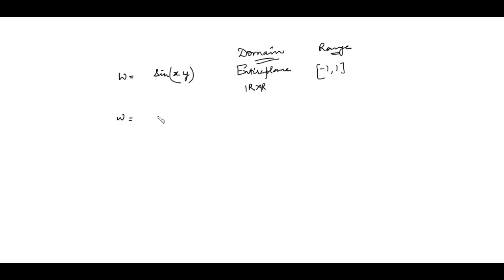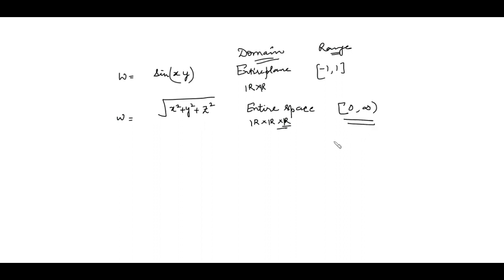Now just see one more example. Suppose the function is defined as the square root of x square plus y square plus z square. Again, it is the entire space. It is defined for all values of x, y and z. So this is R cross R cross R, the domain set. And what is the range set here? Since the square root gives us a positive value, because if it is negative then it will become complex, which is not the case here, this is the range set.